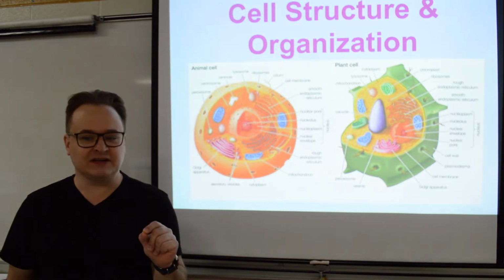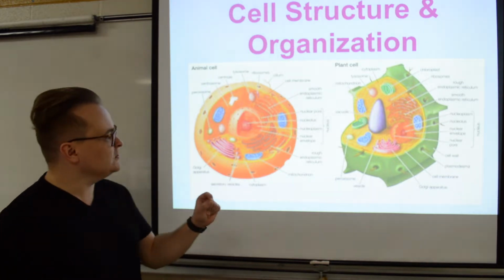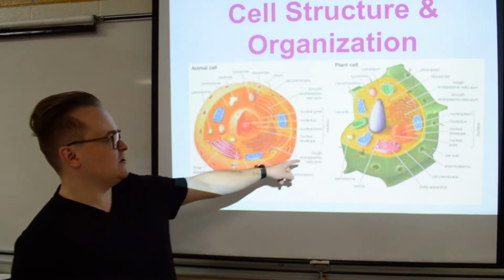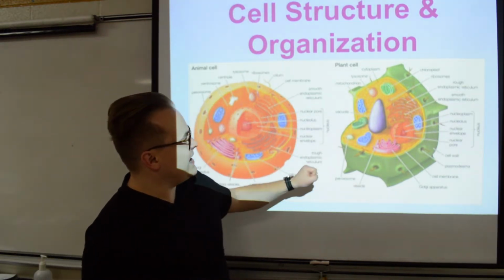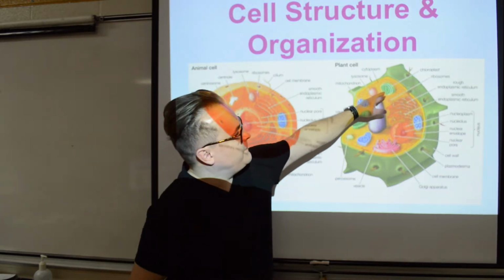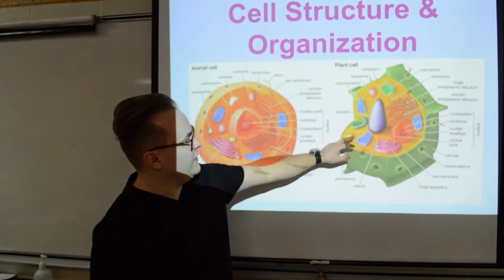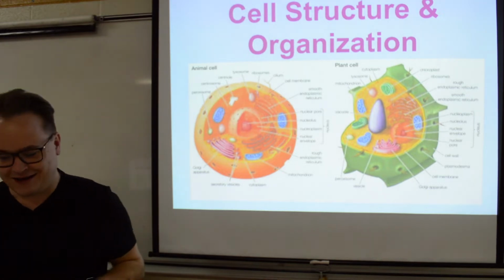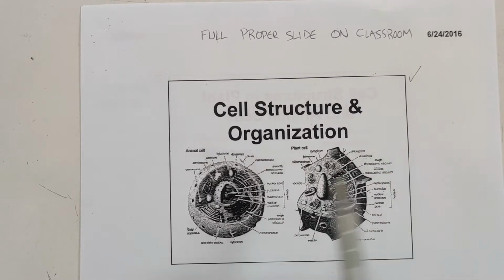The 3 major differences between a plant cell and an animal cell. But for the most part, a lot of the same parts look very similar. The big differences are on the outside, this large body here, and these little chloroplasts right there. That's the big difference: the wall, the vacuole, and the chloroplast. And we'll get into that, so don't be panicking just yet. So, full proper slides are on Classroom. Cell structure and organization, there's your first one.